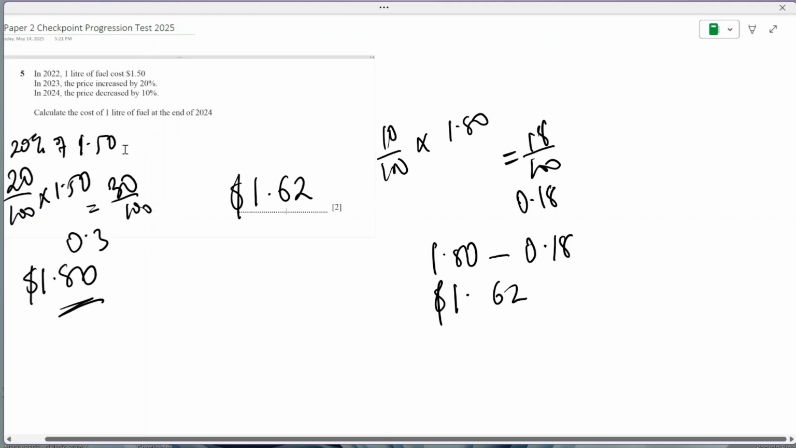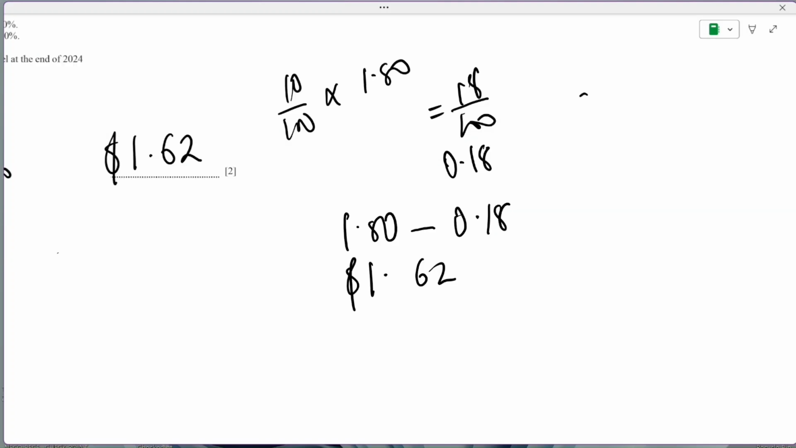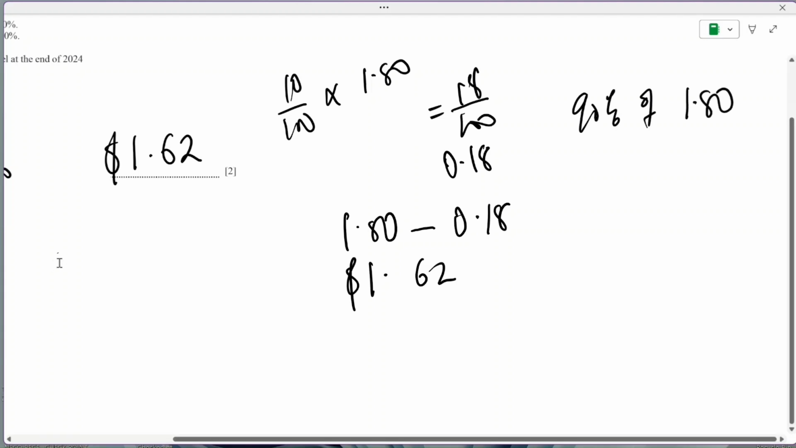That means the price in 2023 decreased by 10%. That means the $1.80 decreased by 10%. When anything decreases by 10%, that means the initial thing is taken as 100%. And if it decreases by 10%, you'll be left with 90%. Meaning that you can solve this question by finding 90% of $1.80. That means if you take 90% of $1.80, you will get $1.62. So let's just do it.